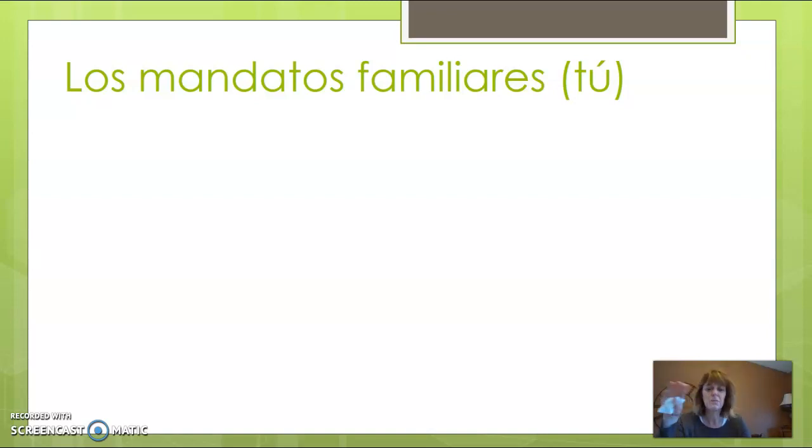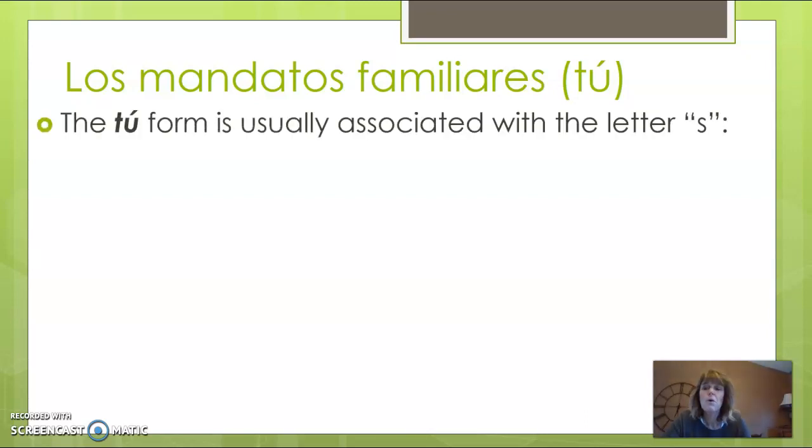You can command a lot of people. If I were in class, I would command all of y'all. That would be ustedes. That's a different form of command. These commands that you're working on right now are going to be a command that you give to somebody that you know really well.